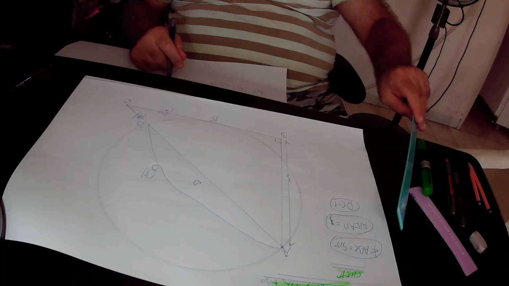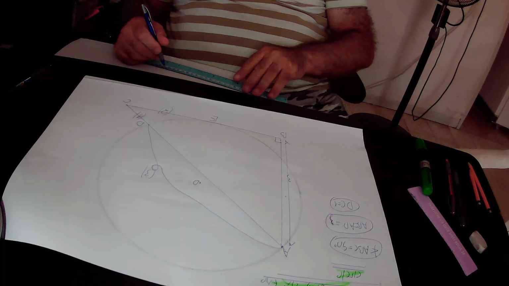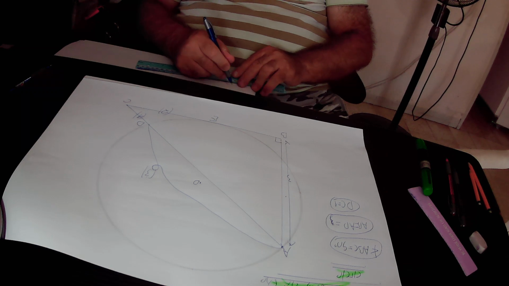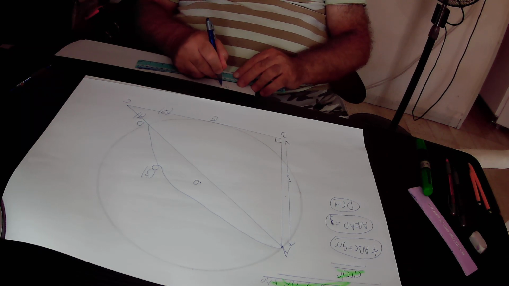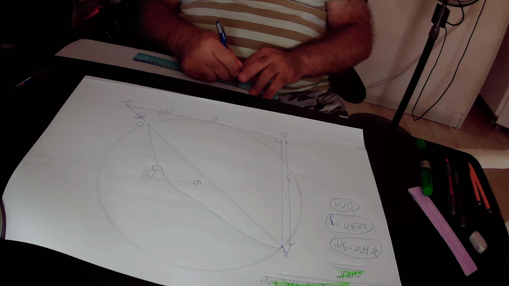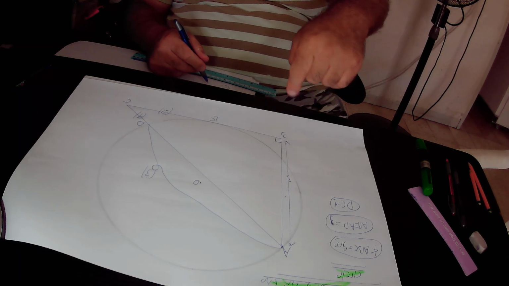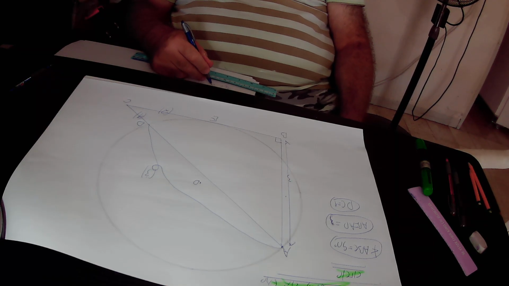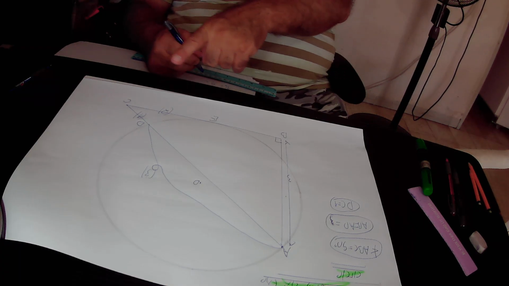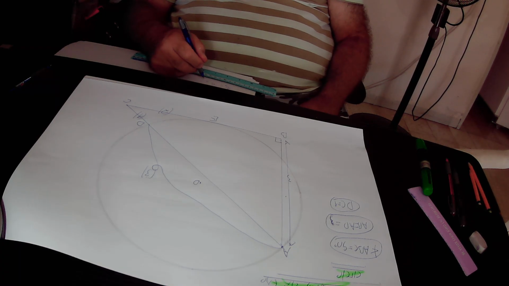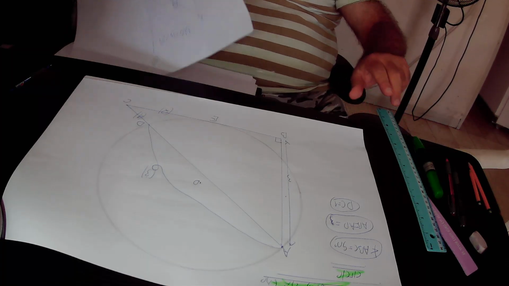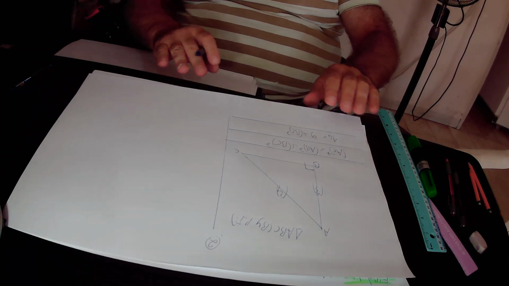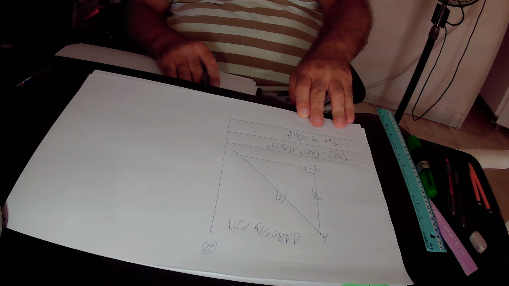AC is 4, therefore AC square is 4 squared, that is 16, and it equals AB square. AB is 3, therefore AB square is 3 squared, that is 9, plus BC square. BC is the missing side, so we leave it as it is. So in total we found that 16 equals 9 plus BC square.